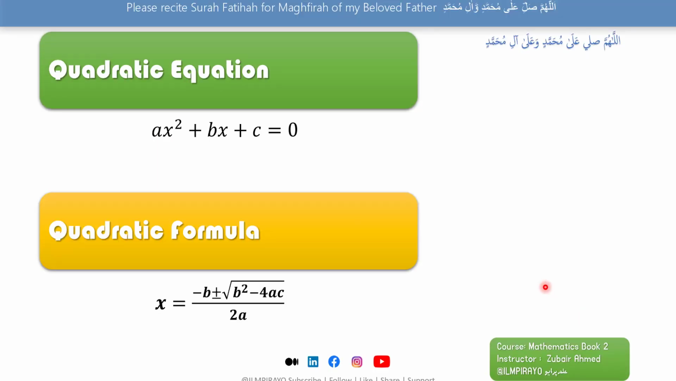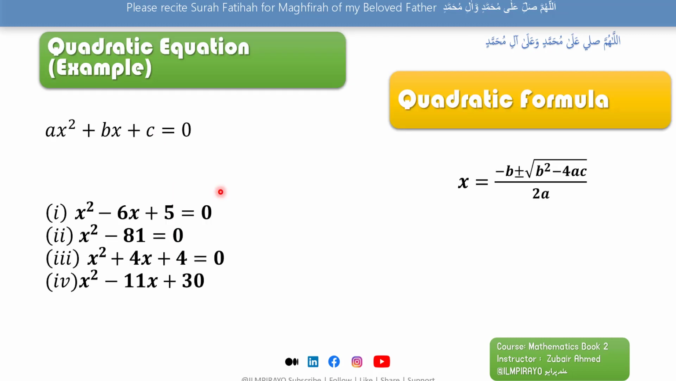So we have already studied the quadratic equation, that is ax squared plus bx plus c equals 0. Any equation in which the maximum power is 2 is called a quadratic equation. To solve it in order to find the value of x, we use the quadratic formula. Let's see some examples that we are going to solve one by one.